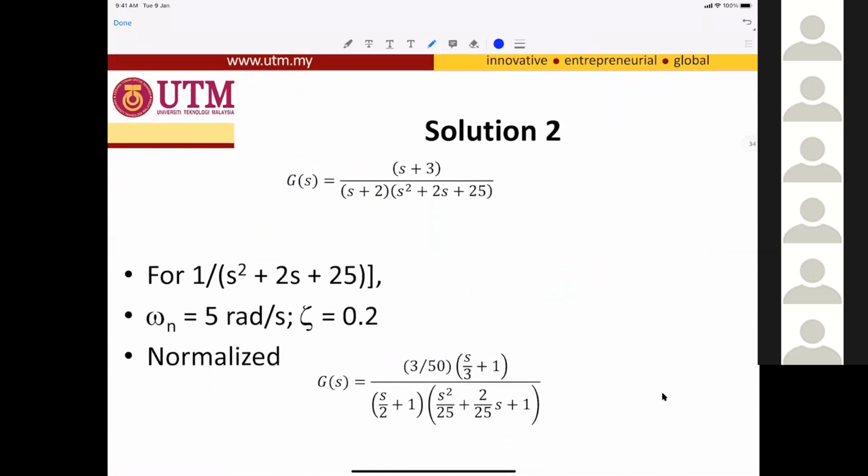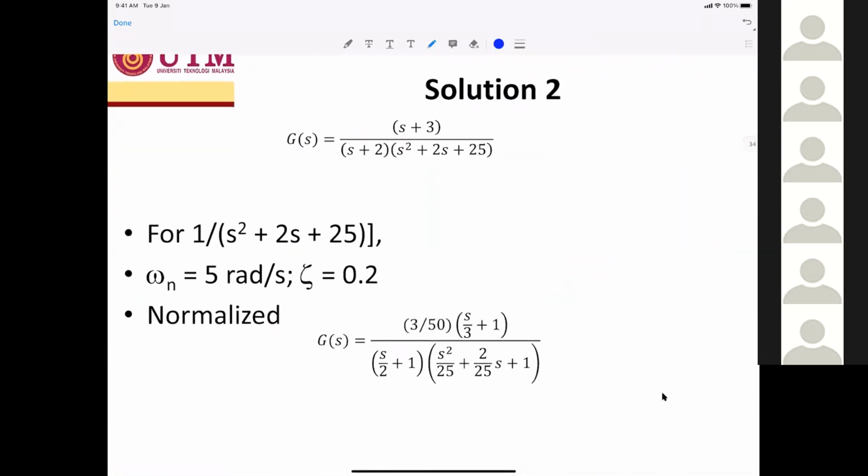Okay, then the solution is here. So we have a second order system, where omega n is equal to 5 and zeta is equal to 0.2. How do I get this value? How do I get this calculation? 5 and 0.2.